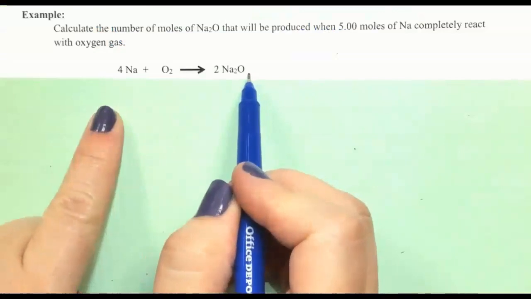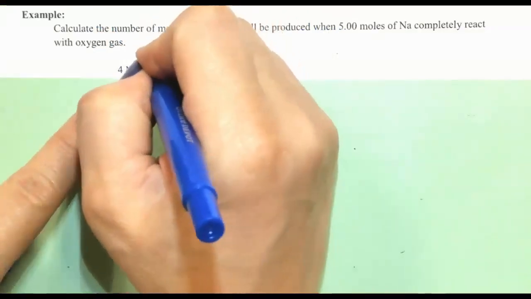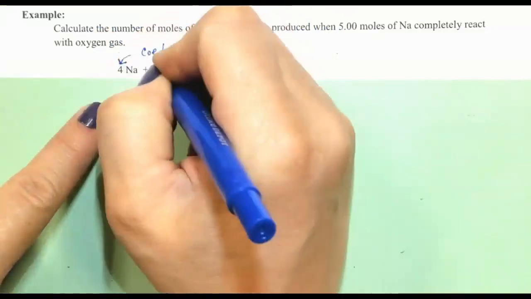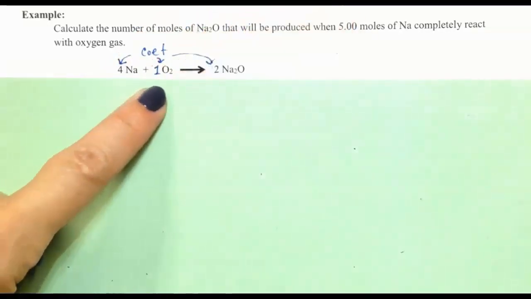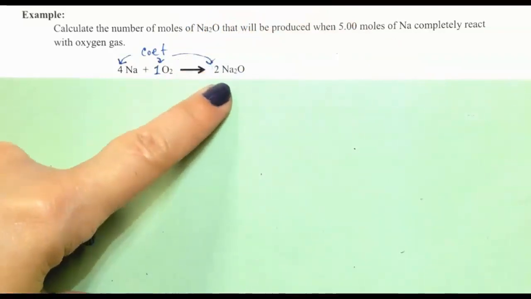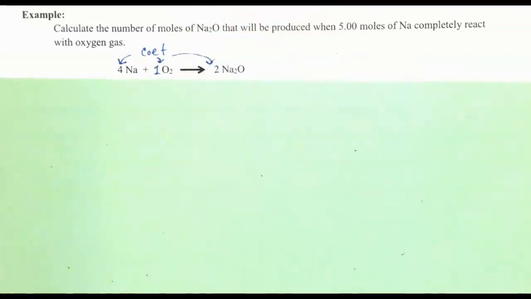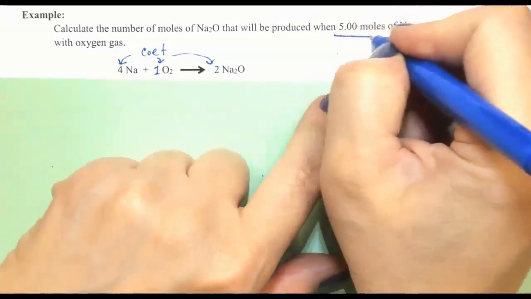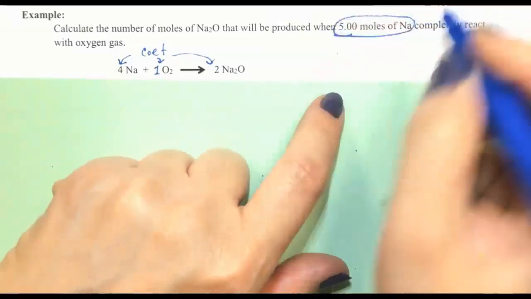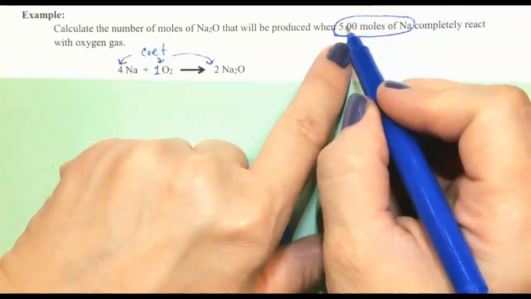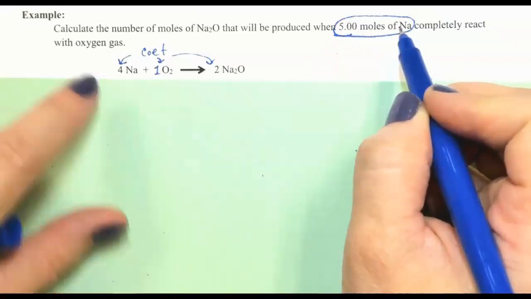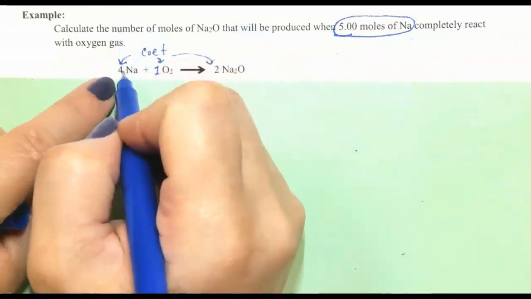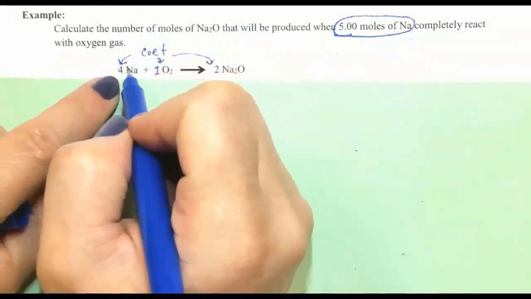This is our balanced equation. So that means that my coefficients are going to be 4, 1, and 2 for each of these compounds: sodium, oxygen, and sodium oxide. So now let's look in the problem and locate our given. And here it is, 5.00 moles of sodium. You have to identify not only the number of your given, but the unit and of what it is, because that's going to tell you which coefficient we're going to use in the equation as well.